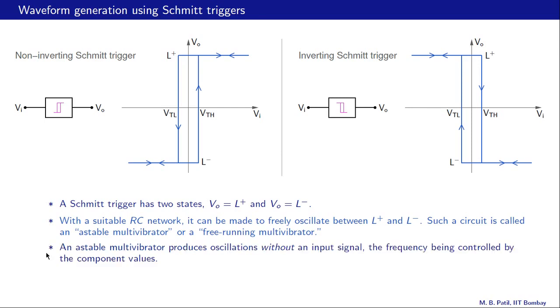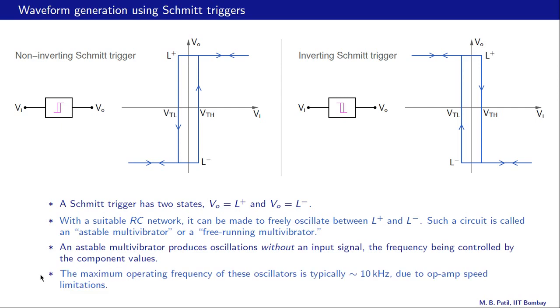An astable multivibrator produces oscillations without an input signal, the frequency being controlled by the component values such as resistance or capacitance. And we should remember that the maximum operating frequency of these kinds of oscillators is typically about 10 kilohertz, and that is because of op-amp speed limitations. As we have seen earlier, op-amp has a finite slew rate, and therefore this maximum operating frequency is limited.